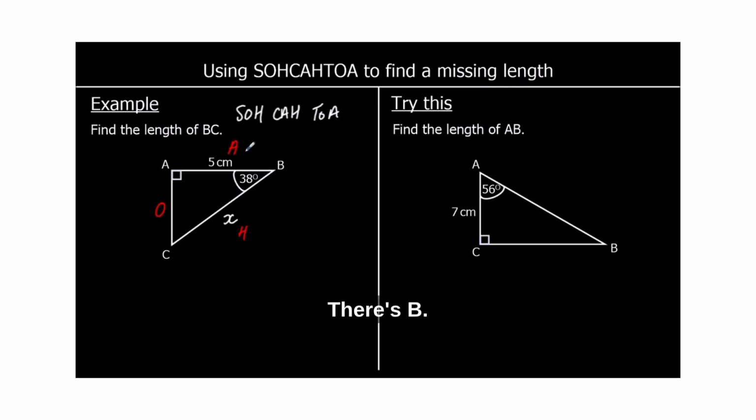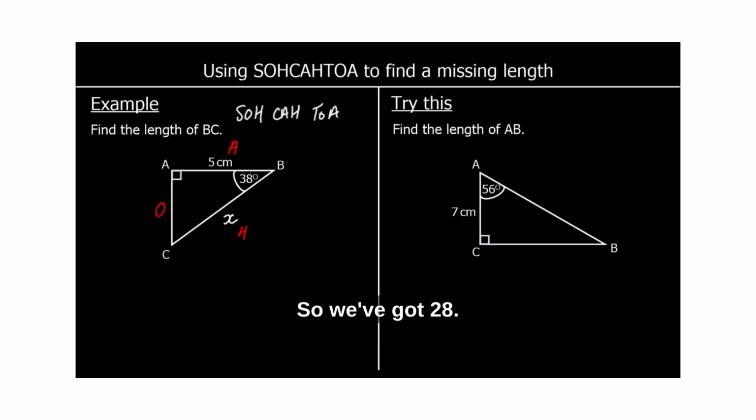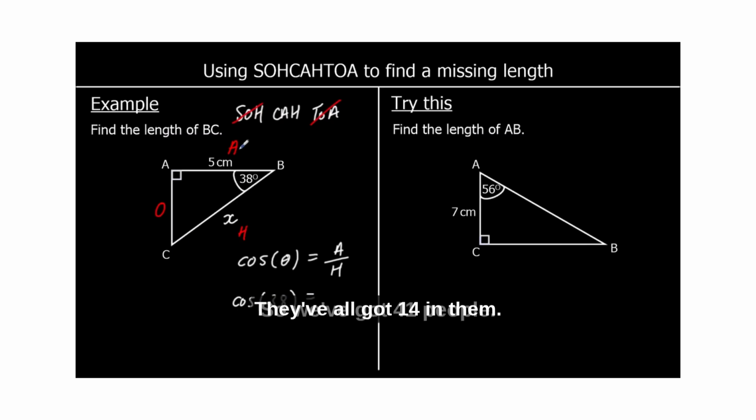We're using the one with A and H in. We want A and H. O's not in the question. So which one's got A and H in? It's CAH. Cross out the ones with O in. We want CAH, one with A and H. So that means cos with the angle equals A over H. So cos 38 equals 5 over x.